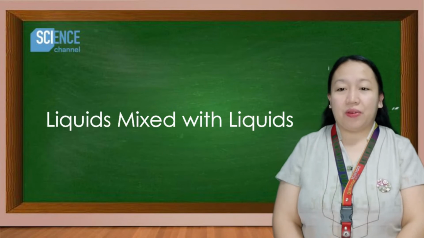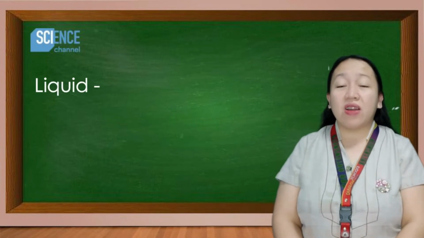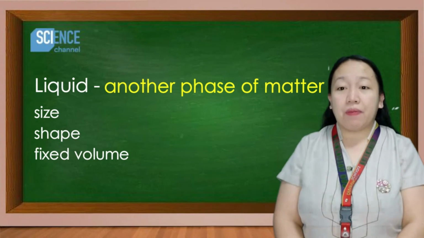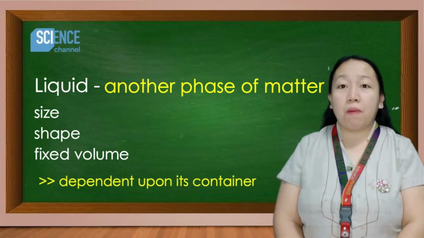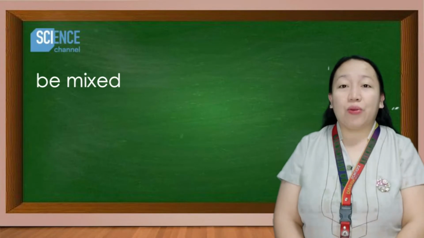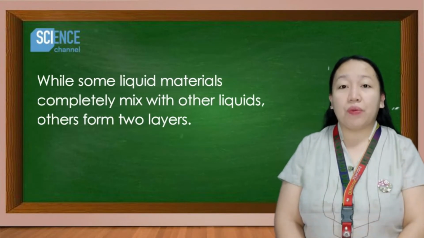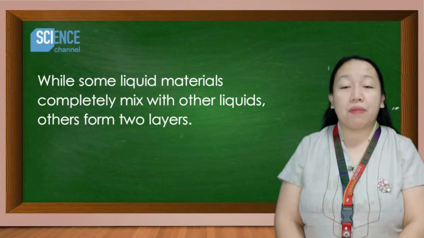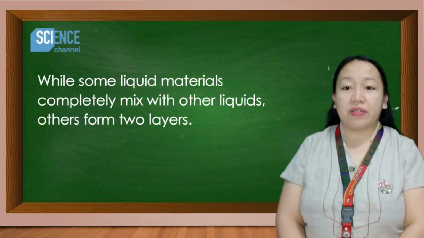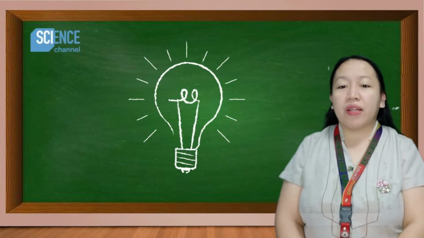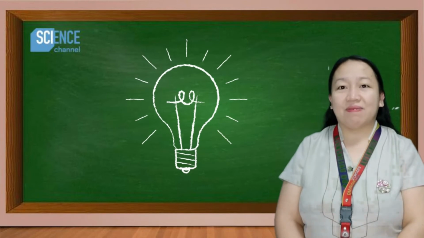Liquids mixed with liquids. Liquid is another phase of matter. Its size, shape, and fixed volume are dependent upon its container. Liquid materials can be mixed with other liquids, while some liquid materials completely mix with other liquids. Others form two layers like oil and water. May you discover more and learn a lot from this lesson.